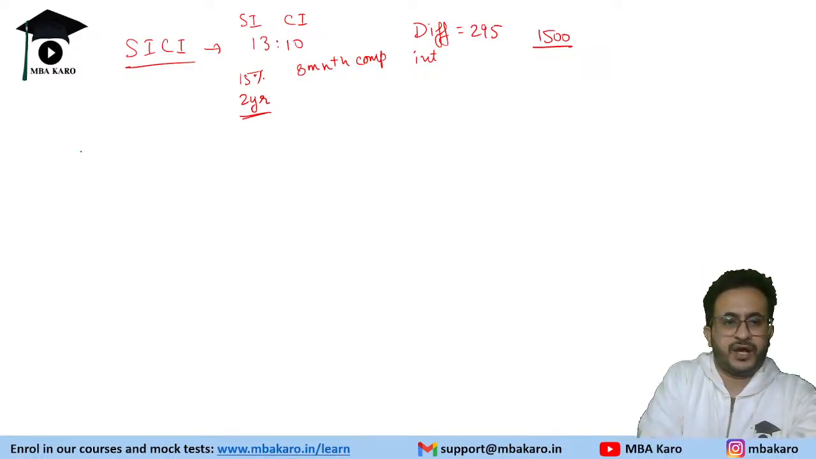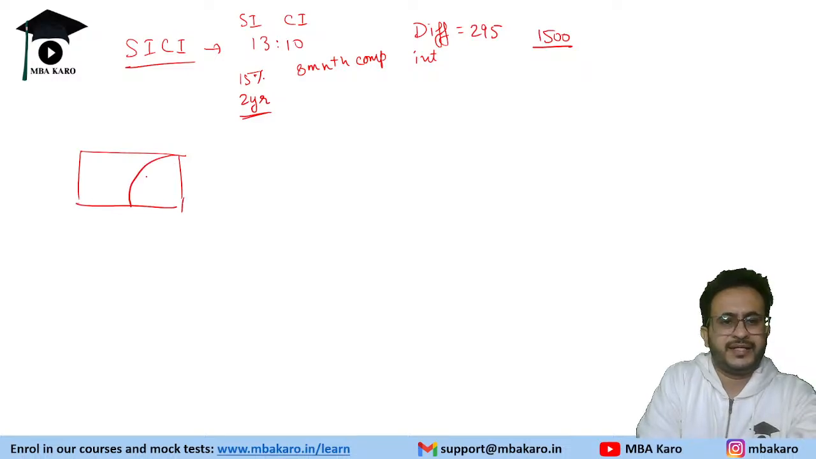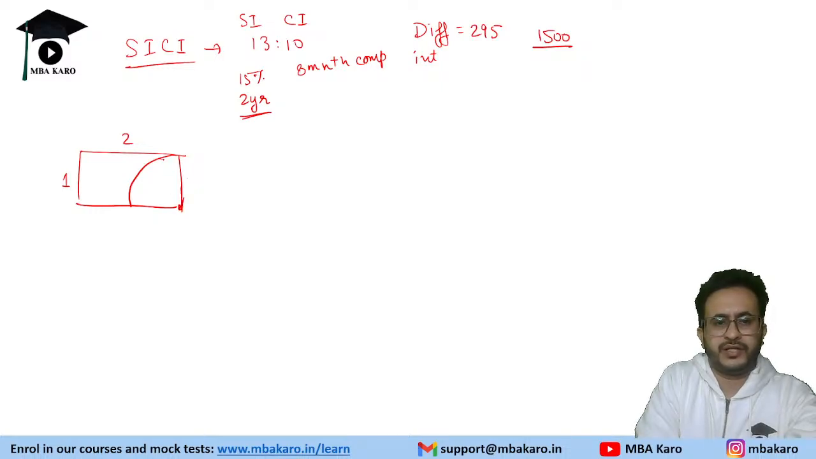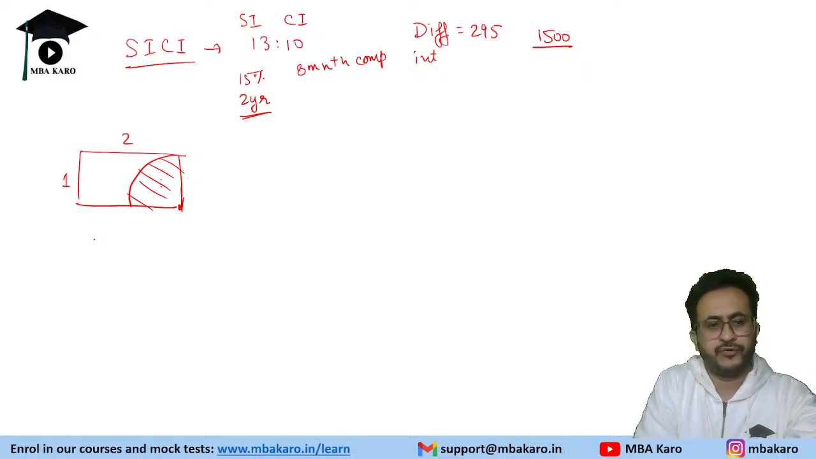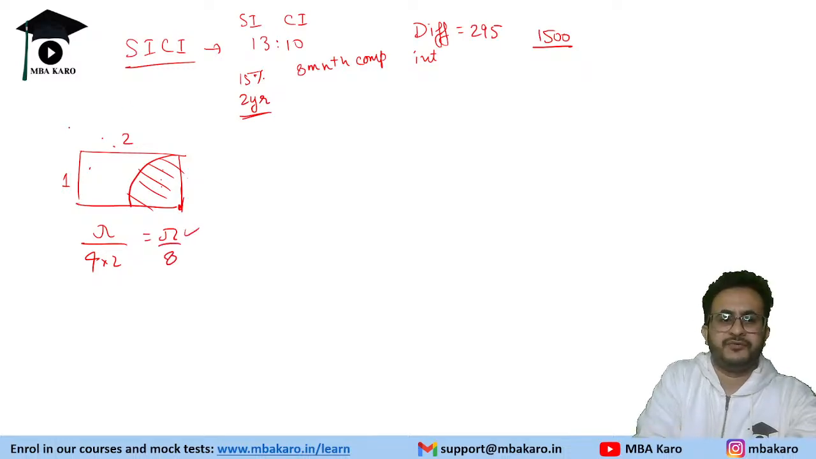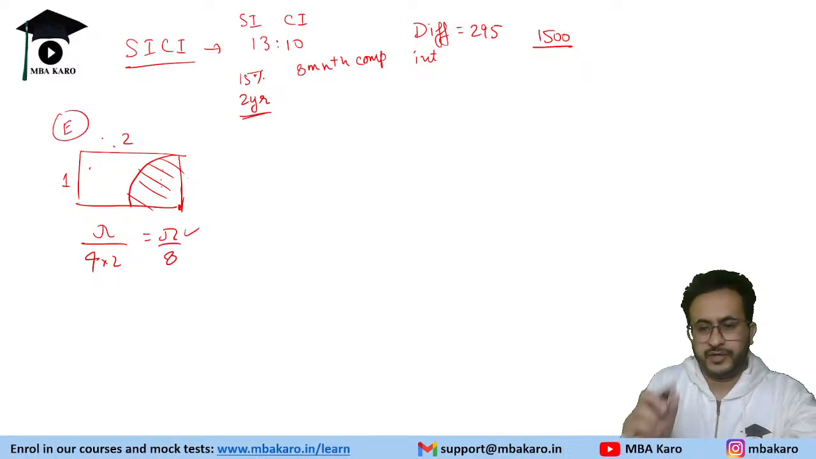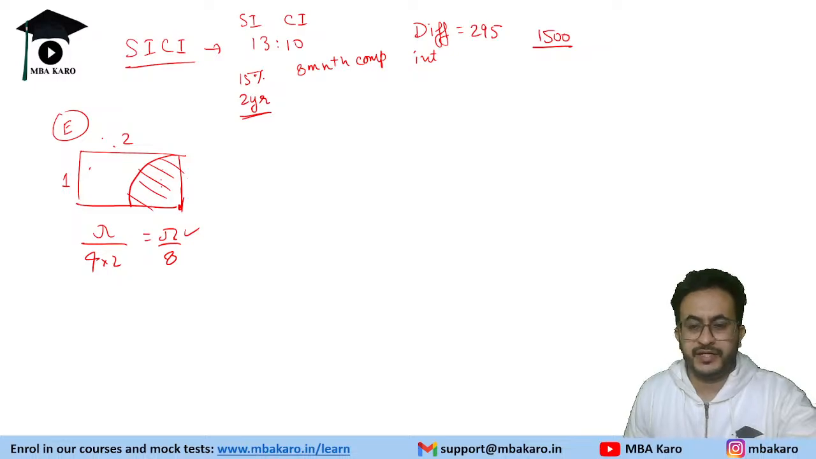Then there was cow grazing. This was a doable one. It said that there is a rectangle of 2 into 1, and a cow is tied at the corner. So what portion can it graze? It's a quarter circle, so the area is pi r square by 4. The area will be pi by 4, and the total area is 2, so pi by 4 into 2. Pi by 8 was the answer to this question. This I would say was an easy question, basic geometry.